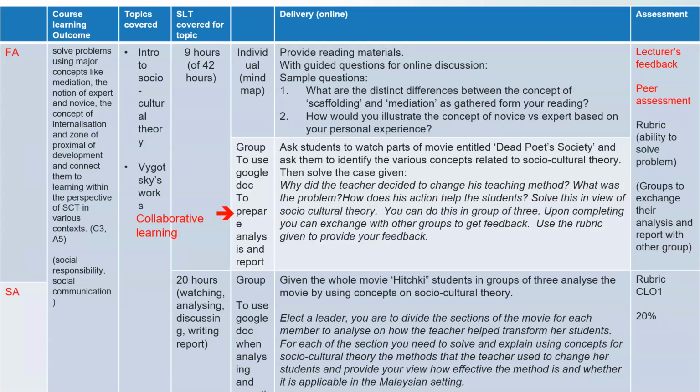To those who have seen this before, I apologize, because it's not easy to come up with a new one, so I'll just use my experience and my evidence. Remember I said about the course learning outcome. This particular course learning outcome is C3A5, so I know the cognitive level is level 3 and the affective is level 5. Understanding that, I look at the topics covered.